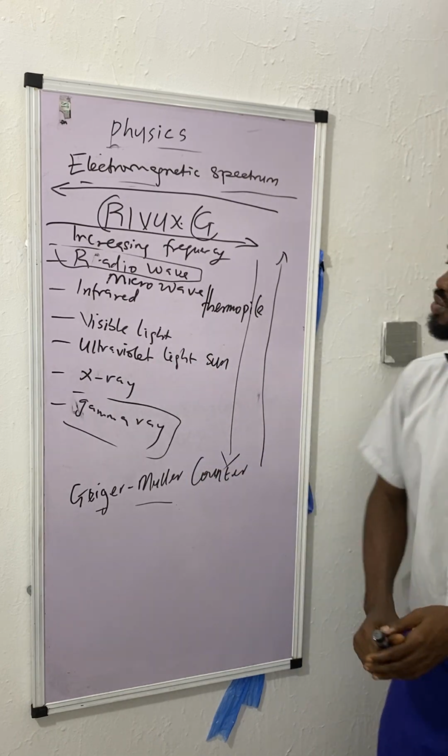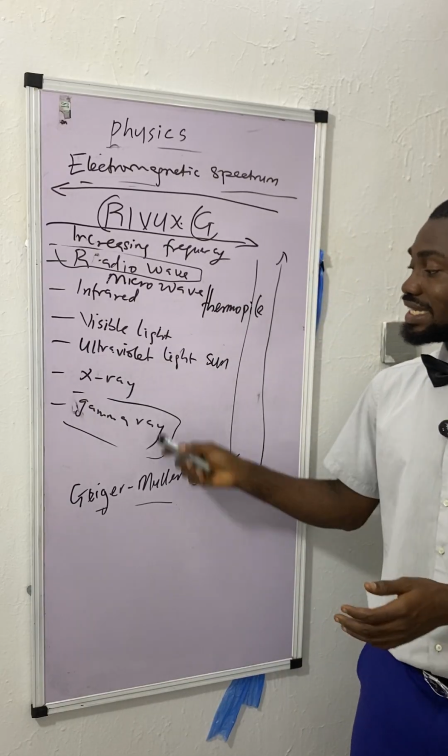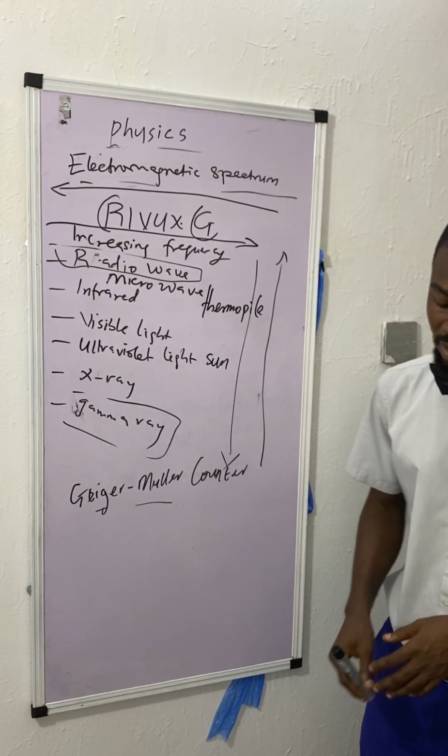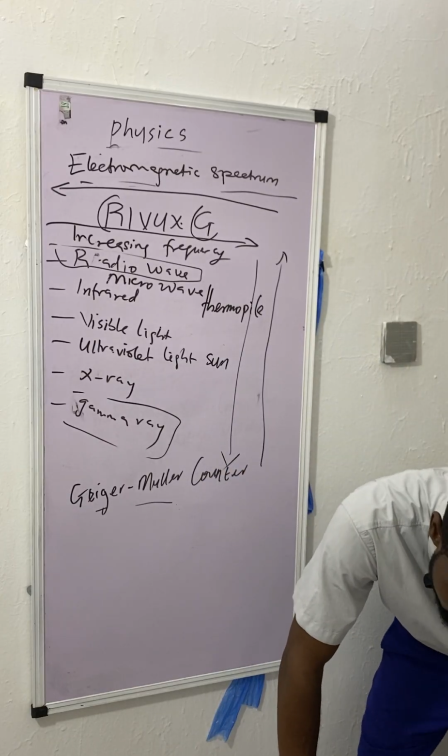X-ray is used for what? Treatment of cancer. It can also be used for tracing, to create tracers. It can also be used to detect leakage in pipeline. X-ray and gamma ray, both of them, are also used for radioactivity applications. All right.